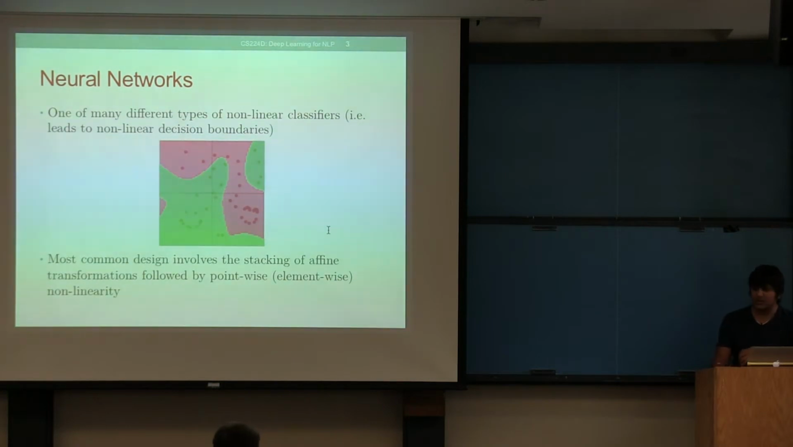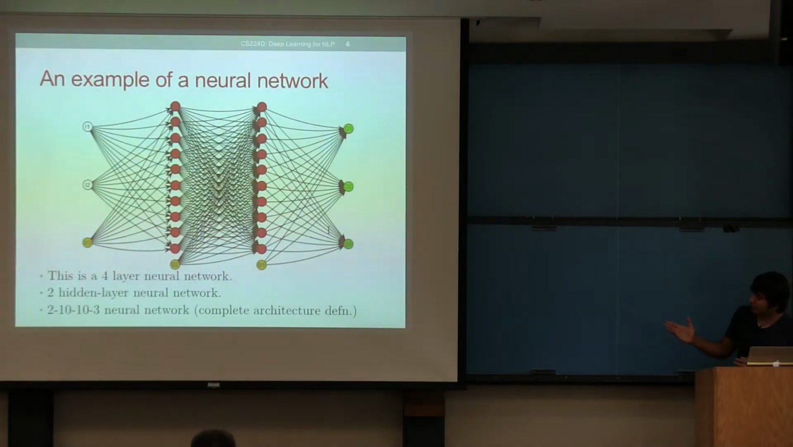And the most common design of neural networks just involves stacking affine transformations followed by pointwise nonlinearities, and you just repeat that over and over again. And then at the end, you just make a final prediction. So that's just a neural network, and you should already know this. This is what a fully connected neural network would look like.